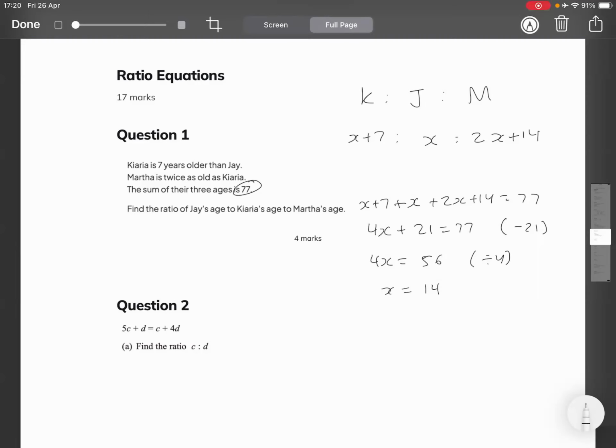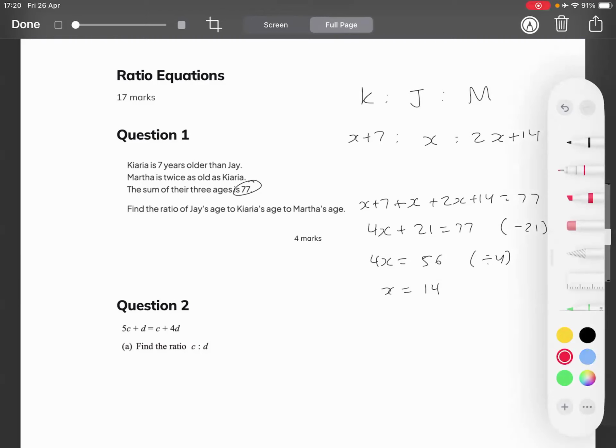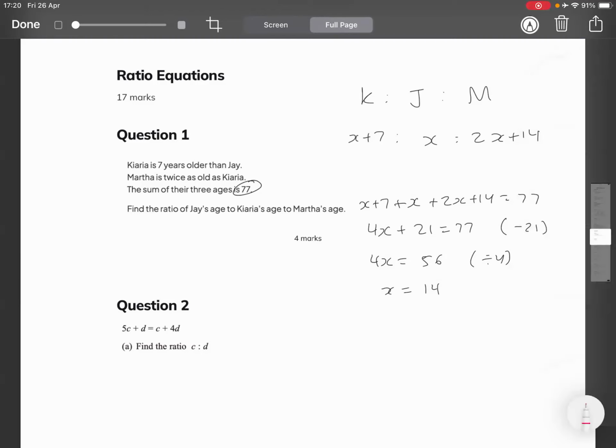And now we can write the actual ratio. So obviously we wrote X plus 7 and stuff. So the actual age for X is 14. What's the actual age for X plus 7? If X is 14, what is X plus 7? It'll be 14 plus 7, so 21. And what about 2X plus 14? It'll be 14 times 2 plus 14. So 14 times 2 is 28, and then 42. You could use your calculator as well.